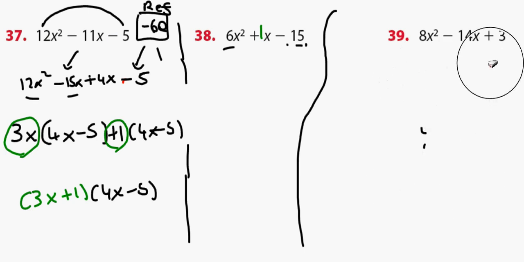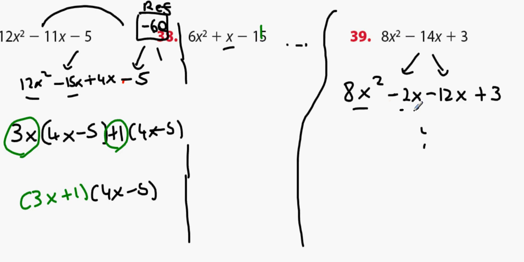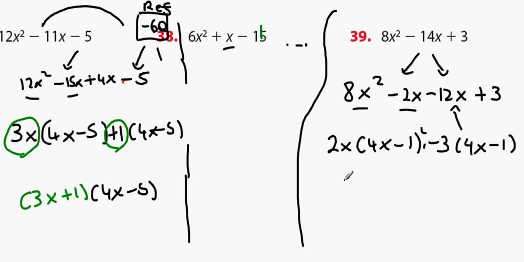So what we're going to do next is break this up into its components. So this here is going to break up into 8x squared minus 2x minus 12x plus 3. Now what we also notice here is that we can take out 2. So 2x into 4x minus 1. The second bracket must be the same. And 4x multiplied by what gives you minus 12x? It's going to be minus 3. Therefore the answer is 2x minus 3 into 4x minus 1.